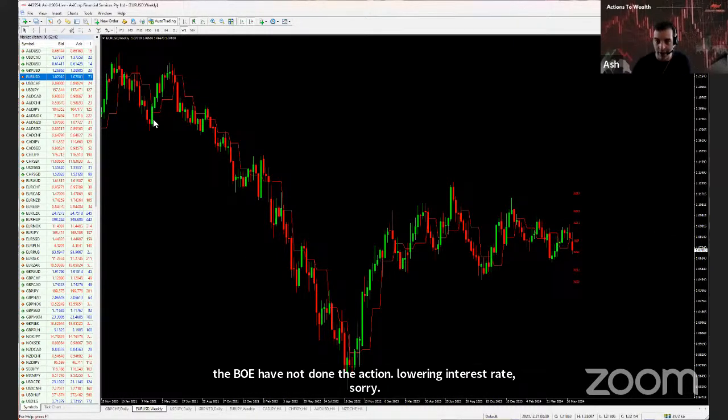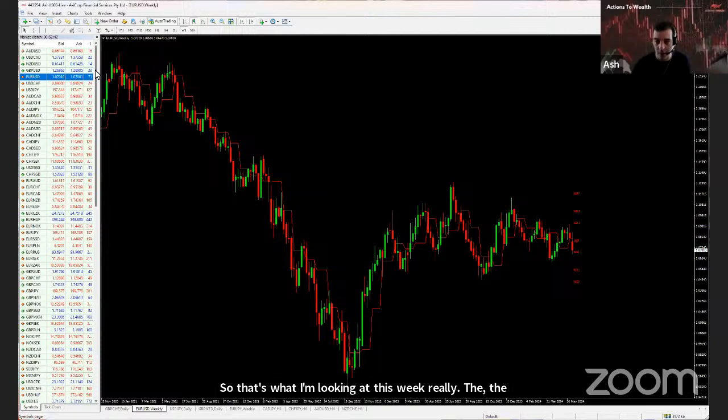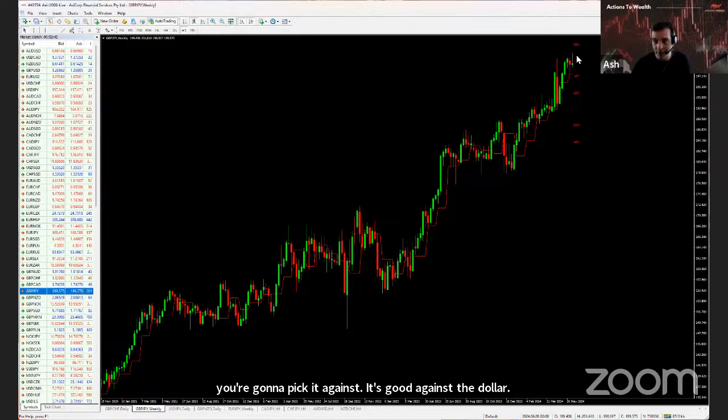The pound, and then it depends on what you're going to pick it against. It's good against the dollar. It's probably good against the Swissy. It's going to be really interesting against the yen, because the Bank of Japan reported last week, and they left interest rates on hold.